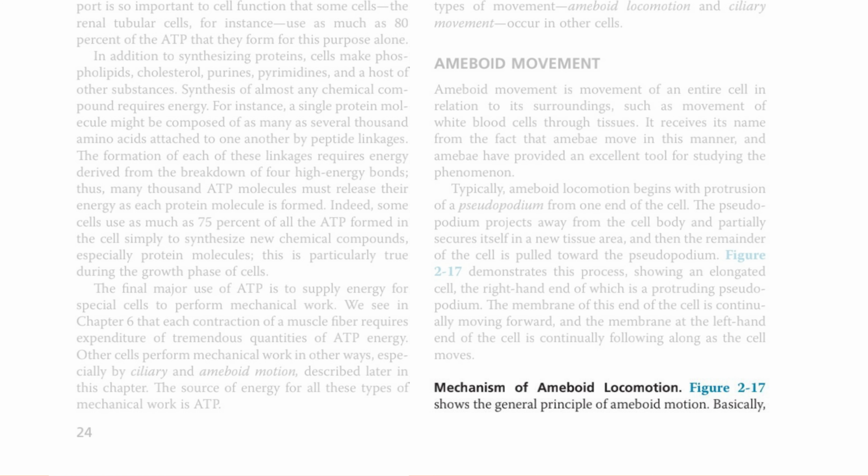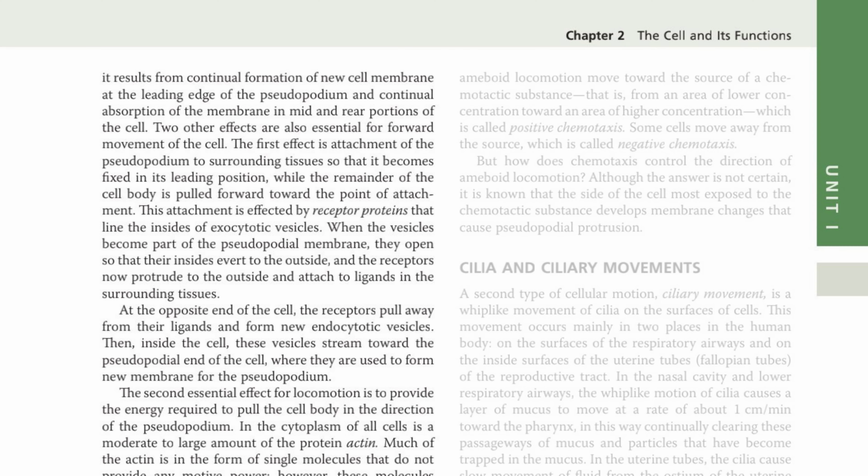Mechanism of amoeboid locomotion. Figure 2-17 shows the general principle of amoeboid motion. Basically, it results from continual formation of new cell membrane at the leading edge of the pseudopodium and continual absorption of the membrane in mid and rear portions of the cell. Two other effects are also essential for forward movement of the cell. The first effect is attachment of the pseudopodium to surrounding tissues so that it becomes fixed in its leading position, while the remainder of the cell body is pulled forward toward the point of attachment.